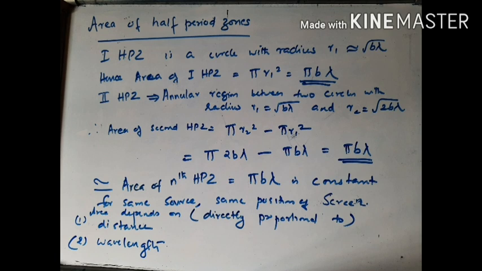But it is not a constant; it depends upon the value of distance b as well as the wavelength we are using. So as the distance from the half period zone to the screen increases, the area of half period zone increases, and if you are using light of a higher wavelength, then also the area of half period zone increases.